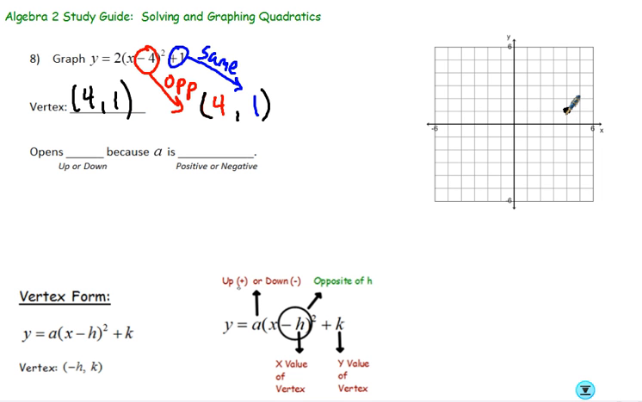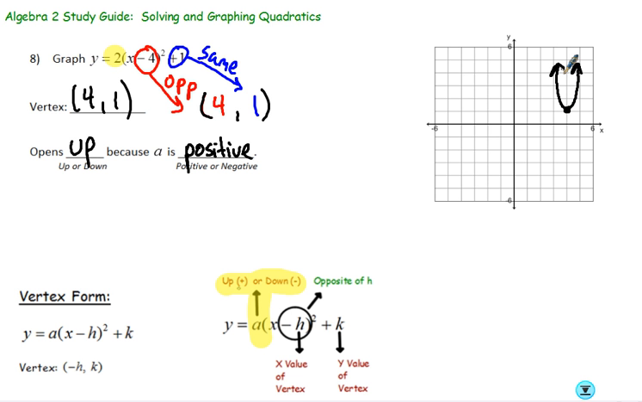And then, let's see, does it open up or down? Well, let's check our A. Remember, A tells us that. If it's positive, it's going to open up. If it's negative, it opens down. So I've got a positive 2, which means that it's going to open up. And it opens up because A is positive. If you were checking, since A is greater than 1, it would be a little more narrow as compared to the mother function. But that's not really asked of us here. Not too worried about that on this particular one. But yeah, it would be a slightly more narrow parabola.